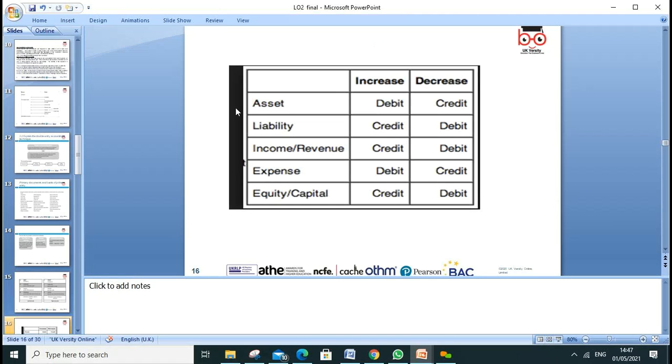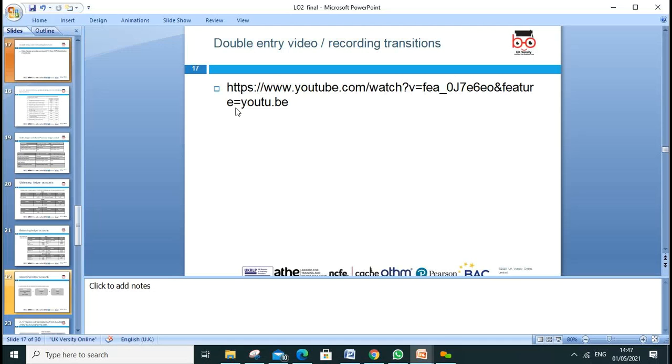Okay, so this is all summarized here as well. Assets always we debit when they increase, and when they decrease we credit. Liabilities, when they increase we credit, when they decrease we debit. Income, revenue, expense, and capital. So these are all the treatments of double entry bookkeeping.